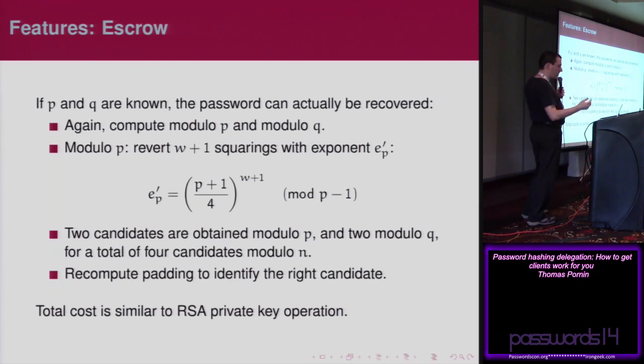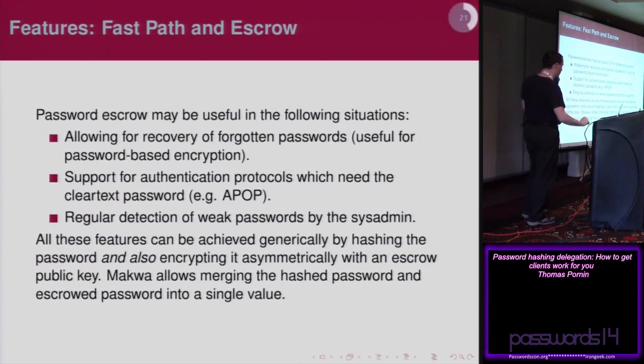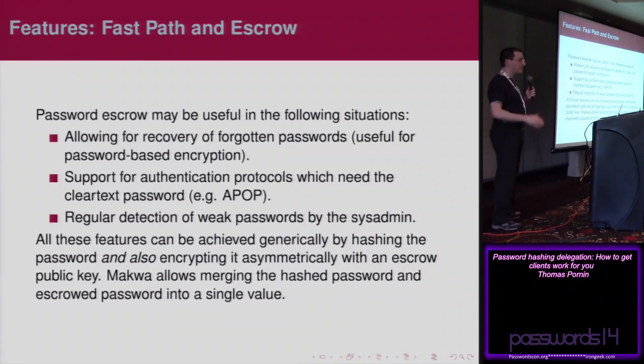Again, the cost is similar to an RSA private key operation. The escrow can be useful in some reasonably far-fetched situation. You can use it to recover forgotten passwords, if that's your thing. You can use it to support some protocols where the clear text password is needed. There's things like that in the POP email protocol. The APOP authentication mechanism is an old authentication mechanism, which is a challenge response. So the server must know in advance the clear text password.